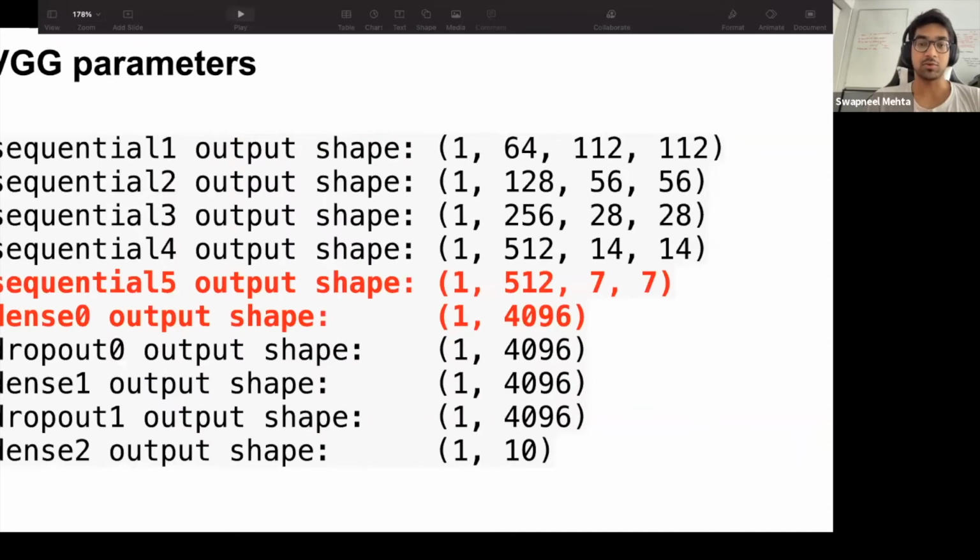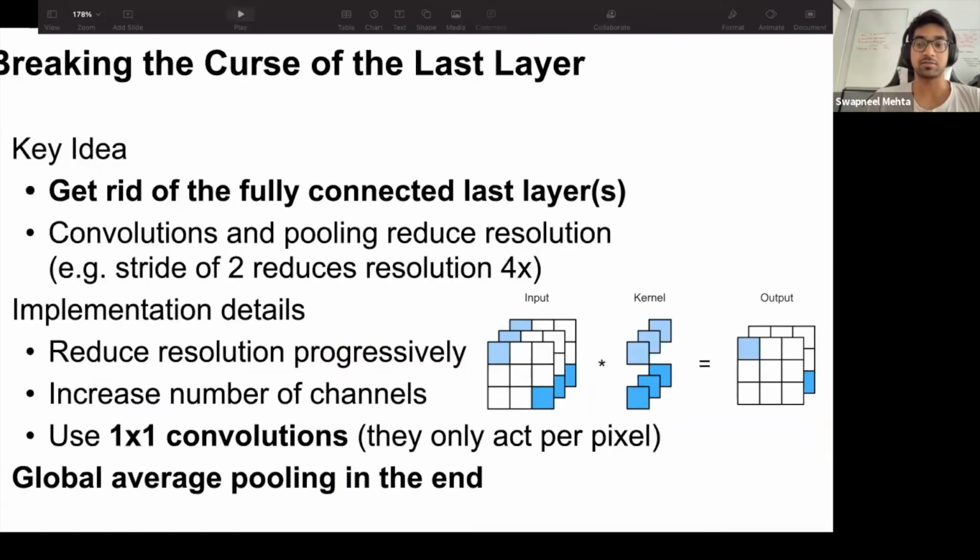So what people started doing, breaking the curse of the last layer. The idea behind this, and I've mentioned this once before, I don't know if you remember, was the idea of 1x1 convolutions. 1x1 convolutions essentially do the same thing as an MLP because they don't reduce the output size. They project it to the same size. So it's essentially like a fully connected network, projecting it to the same dimension, but it dramatically reduces the number of parameters needed. And you can always do pooling at the end to reduce the size to whatever you want.